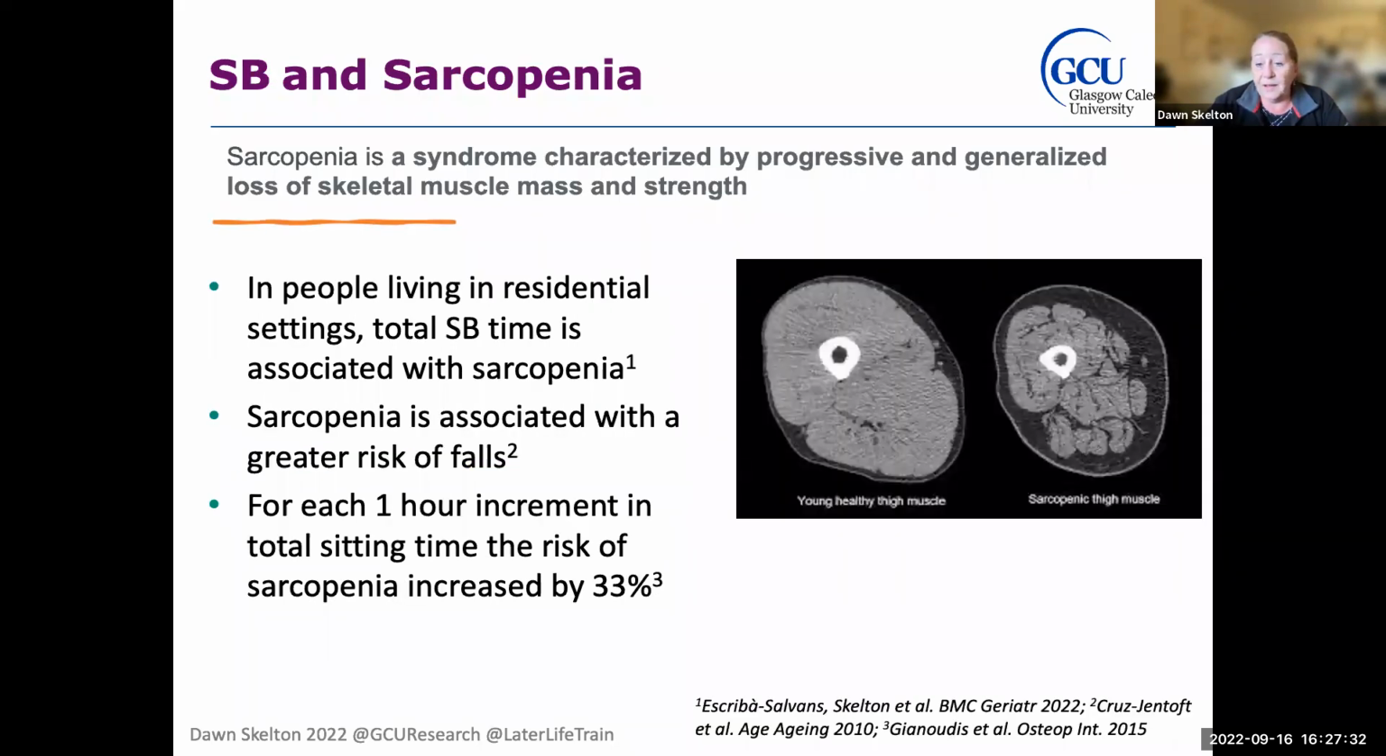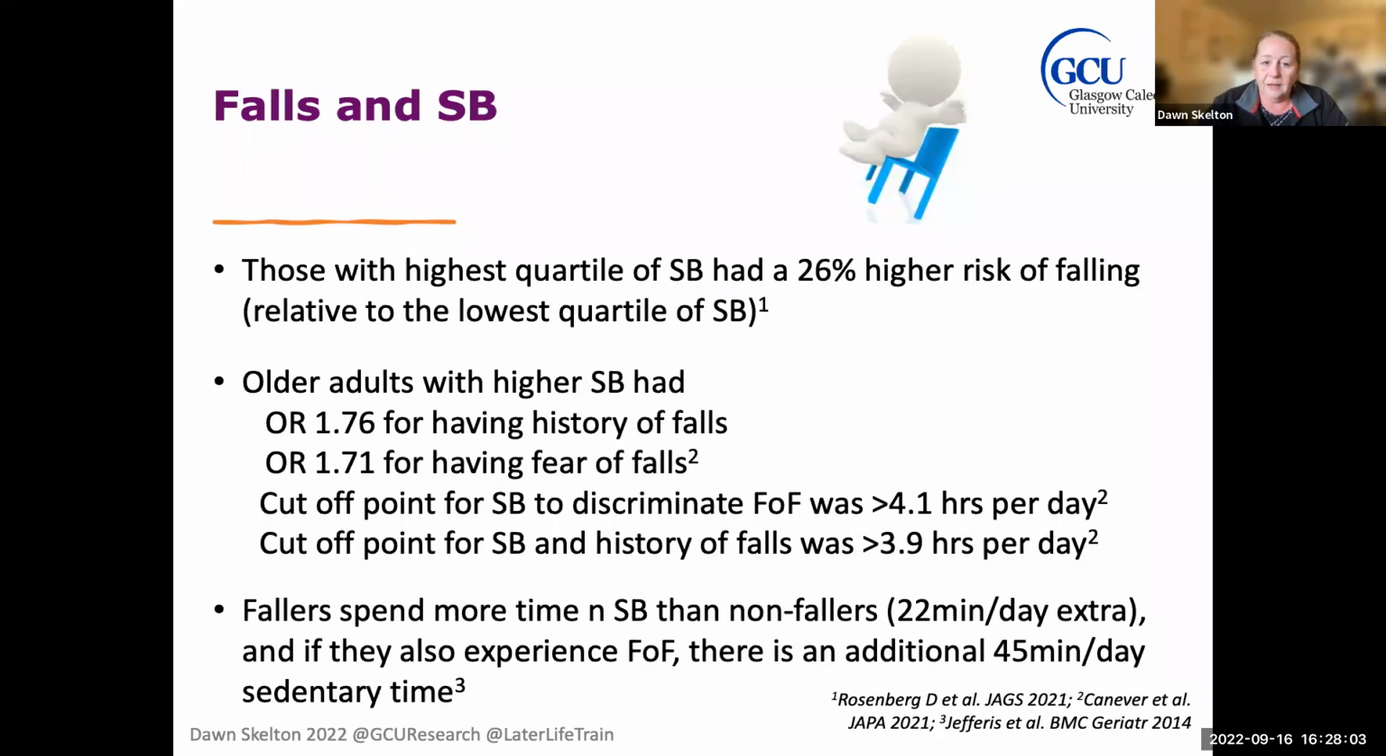We know that sedentary behaviour and sarcopenia, which is a syndrome characterised by progressive and generalised loss of muscle strength and mass, that people who sit for longer are more likely to have sarcopenia. And for each extra hour of sitting, they are increasing their risk of sarcopenia by 1/3. So breaking up prolonged sitting is a really key part of falls prevention in these settings and with frailer older people.